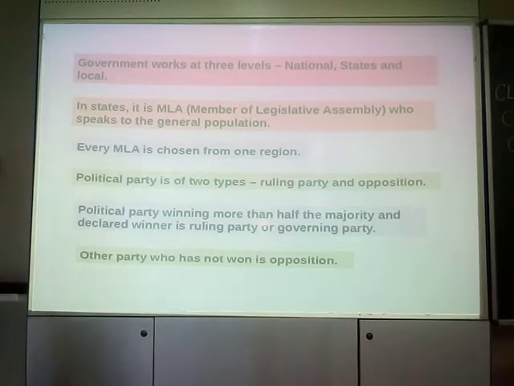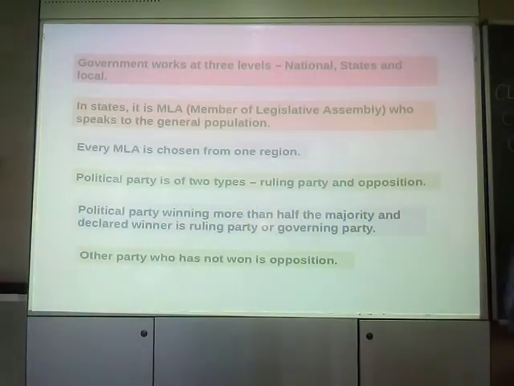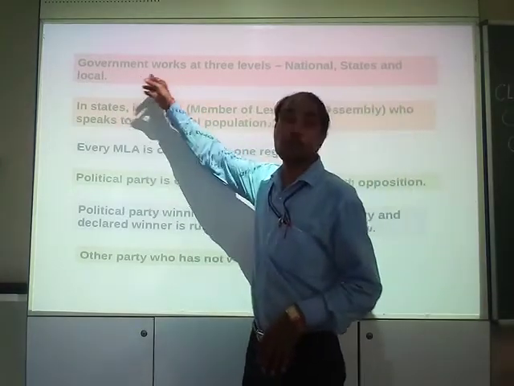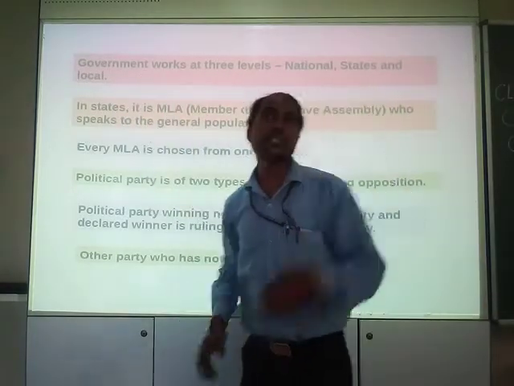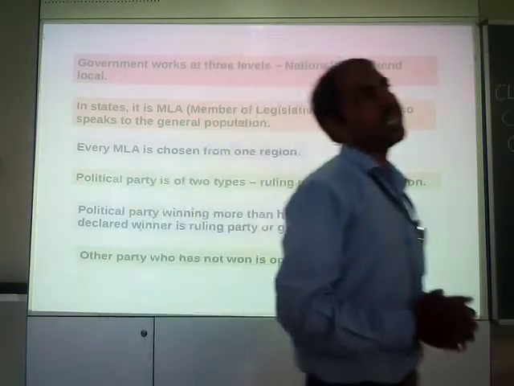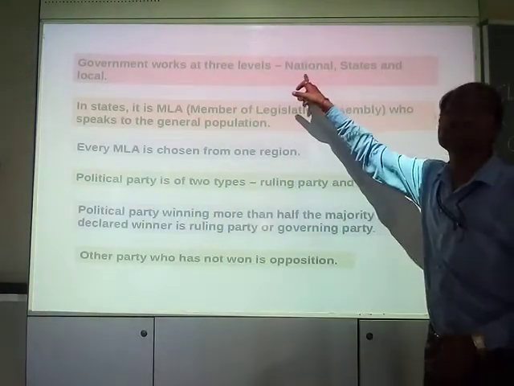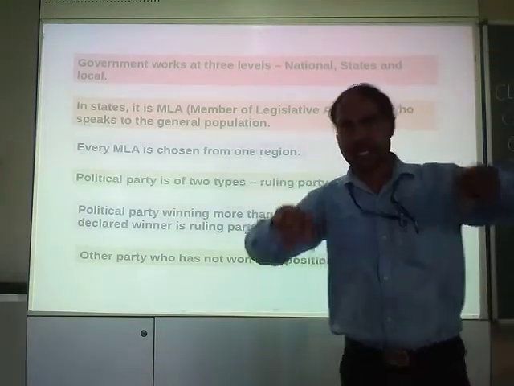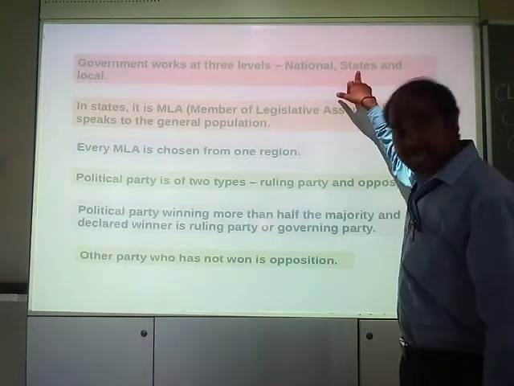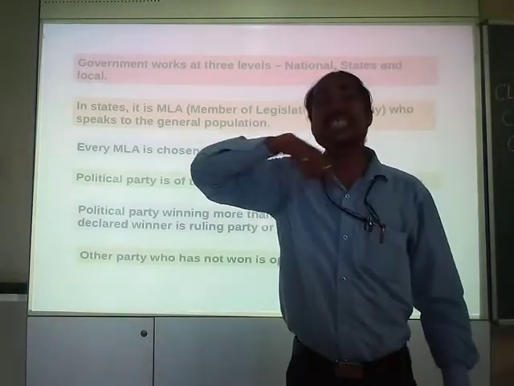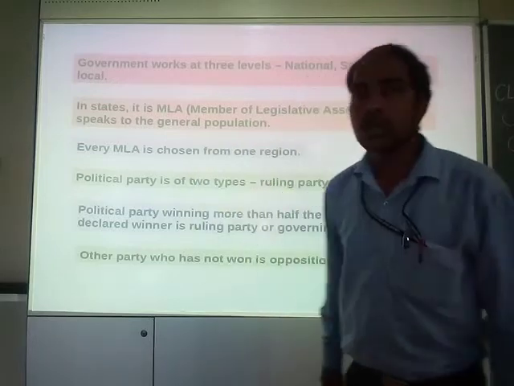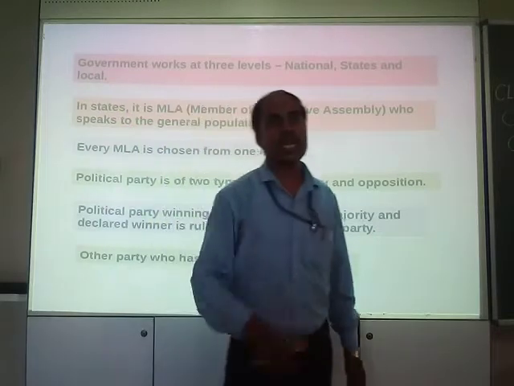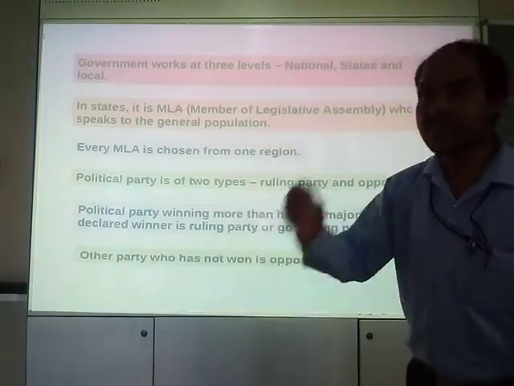Now the chapter starts: how the state government works. You have to understand that government works at 3 levels: at the national level, or central level, which works for the whole country; another at the state level, which works for a state; and a third at the local level, at villages, at districts, and at different levels.